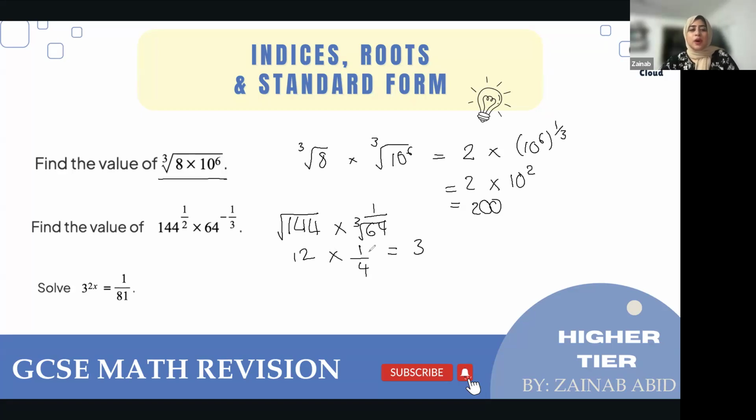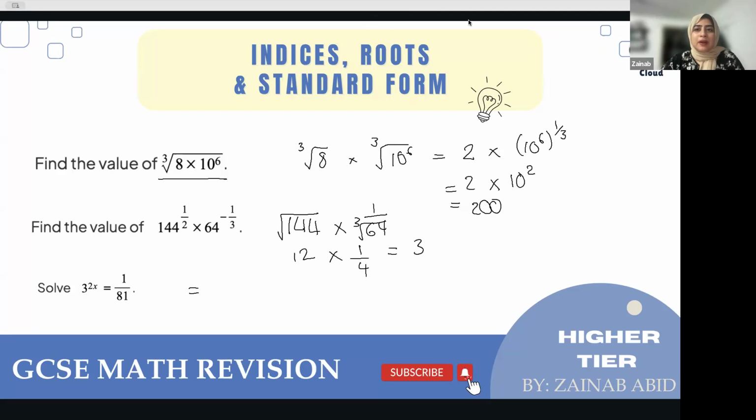Now this next one, 3 to the power of 2x is equal to 1 over 18. The way that you can do this is, first of all, you know that it's going to be a negative here, because you want it as 1 over. Then you would see 3 to the power of what is going to get you 81? So 3 to the power of what is going to get you 81?